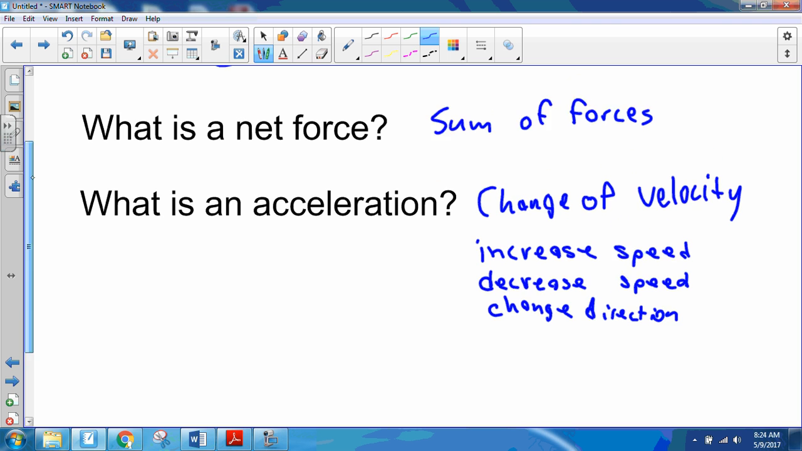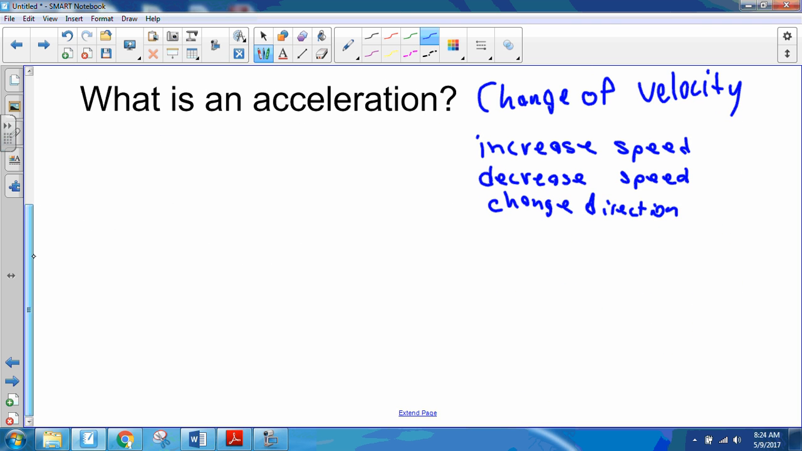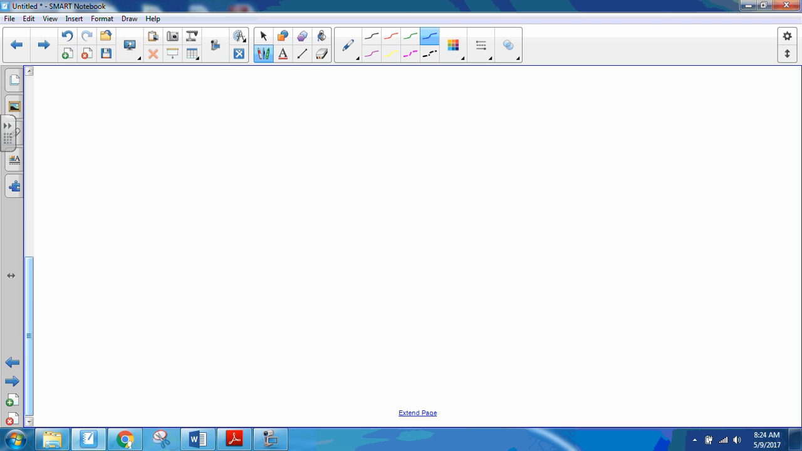So, if I have a situation like this, I have a 50 kilogram box. Okay, so start with a 50 kilogram box, and I apply a force of 20 newtons to the right.